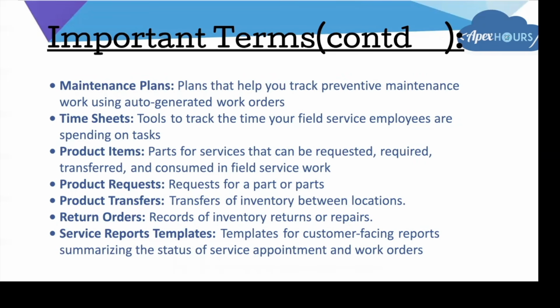The next is product items. These are the parts for services that can be requested, required, transferred, and consumed in field service work. The next is product requests. These are the requests for a part or parts. Product transfers. These are transfers of inventory between locations. The next is return orders. Records of inventory returns or repairs.